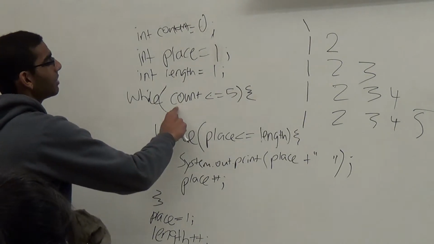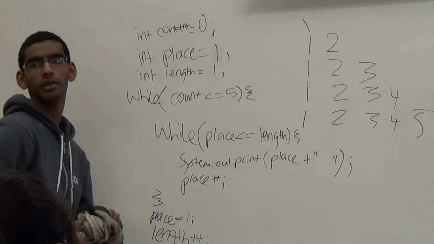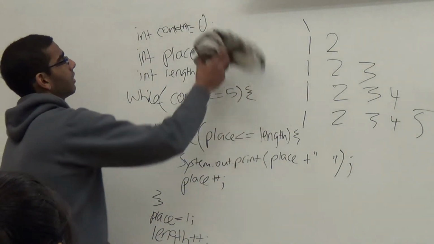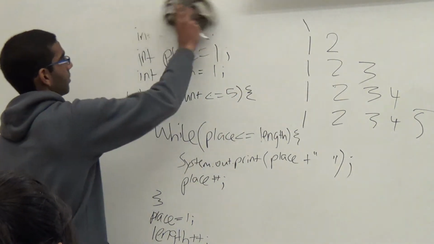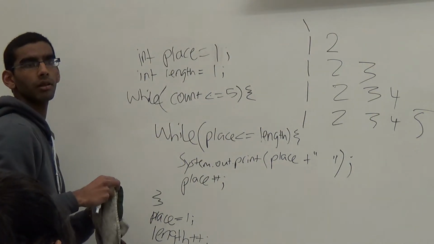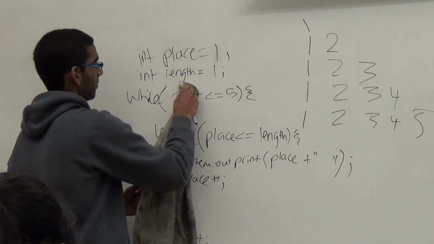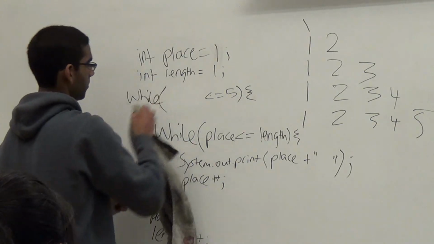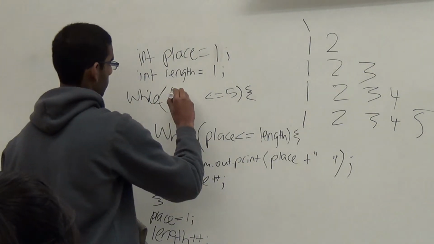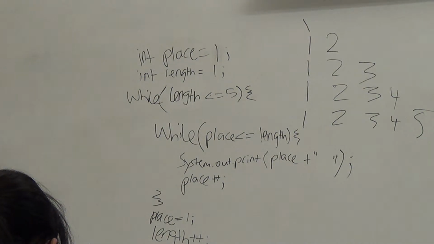So now someone tell me, do you need this variable? Do you need count? Count is useless, right? What do we replace count with? Length. Does that make sense? Does this program make sense?